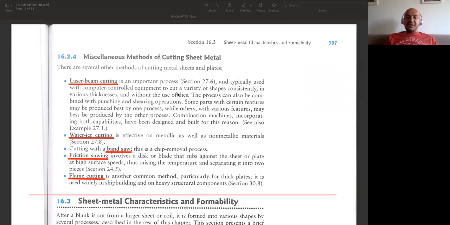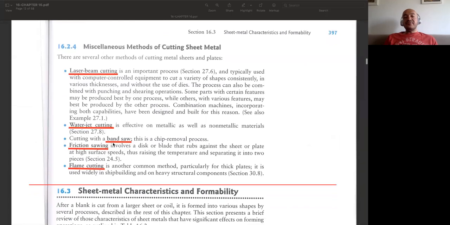We can do laser beam cutting. We have already discussed that. Water jet cutting can be performed again on the sheet metals. We can use band saws, friction sawing, and flame cutting. This is a thermal process, and it's mostly performed on thick plates. Once you increase the temperature, that part will be melted, and you will be dividing these thicker sheet metals into smaller parts.